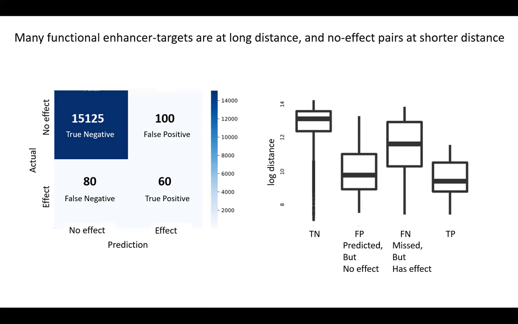Because you look at these misclassified cases where we predict it as functional, but there's no effect, you can see they look very similar to the true positives in terms of distance, right? They're very close by in their genomic distance, but in the experiment, it didn't have an effect. The false negatives, the ones that we missed, but it actually had an effect in the experiment, they look more like the true negatives, in that their distance is much longer than our true positives.